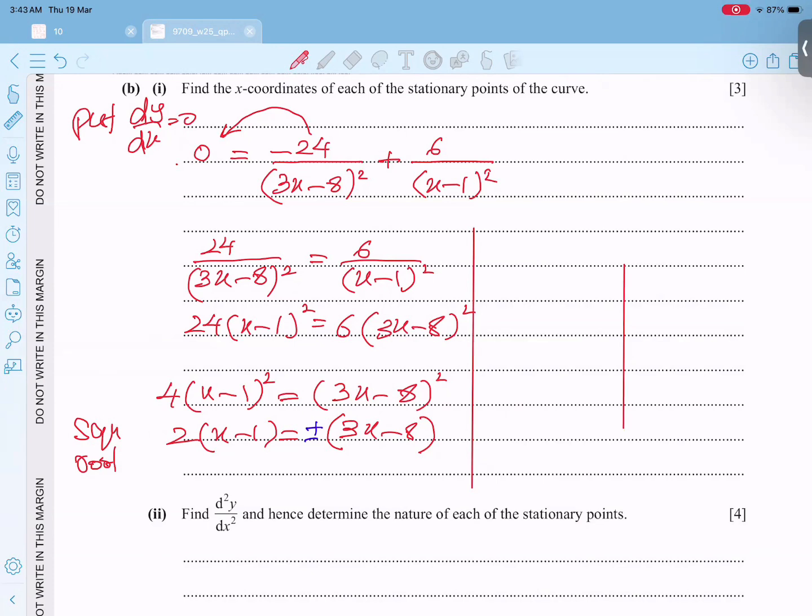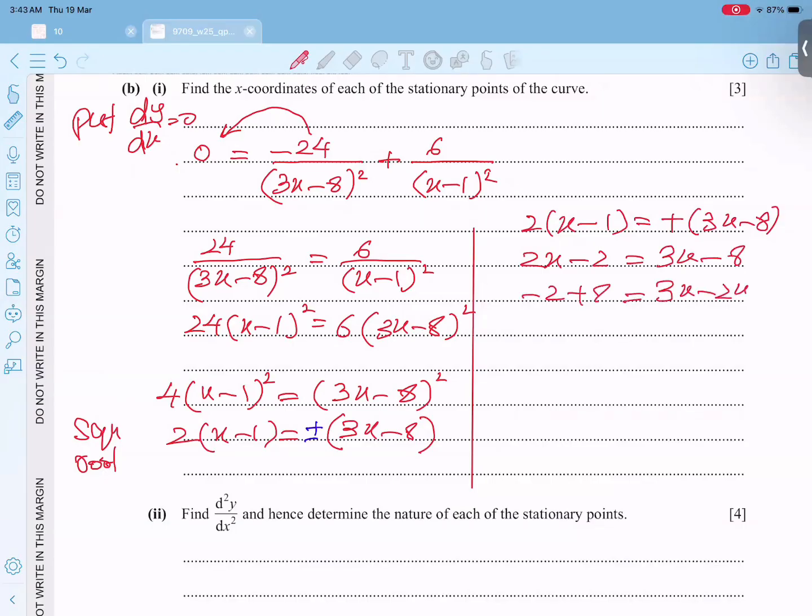So I'm using, okay, the space may be a problem. I'm doing the plus one first. So I'm writing here 2 times (2x minus 1) equals positive (3x minus 8). Open the bracket, 3x minus 8. x comes this side and 8 goes on the other side. 6 equals x. Alhamdulillah, I got the first answer, 6.